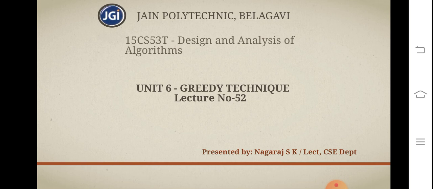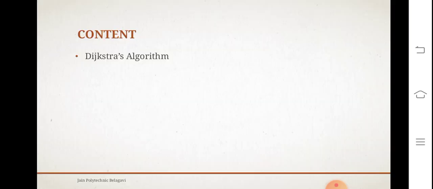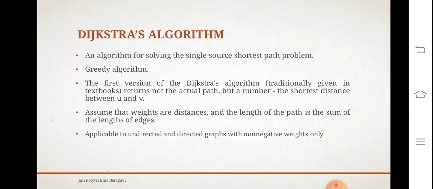So here I'm going to complete your Unit 6, that is Greedy Technique, with lecture number 52. Here I'm going to brief you about Dijkstra algorithm, that is the last topic from your 6th unit. I'm going to brief you about what Dijkstra algorithm is, the pseudocode of that Dijkstra algorithm, and how it works, with examples. So we'll begin with Dijkstra algorithm.